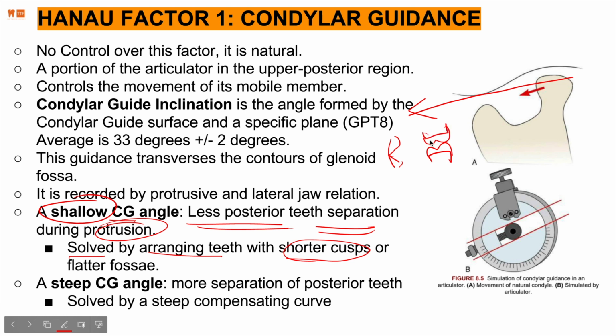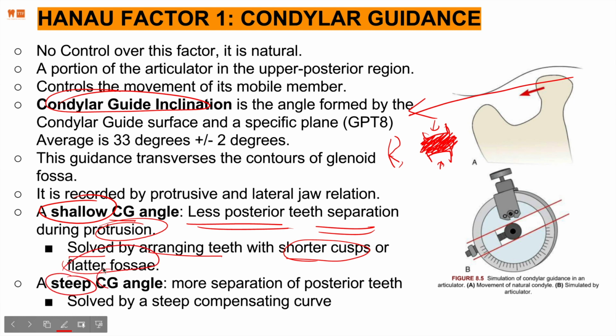All of a sudden, this area is now greater during separation. Because we cannot change condylar guidance angle, we have to change other factors from the Hanau quint, and that is cuspal inclination. We use shallower cusp. Is that concept better? Perfect.